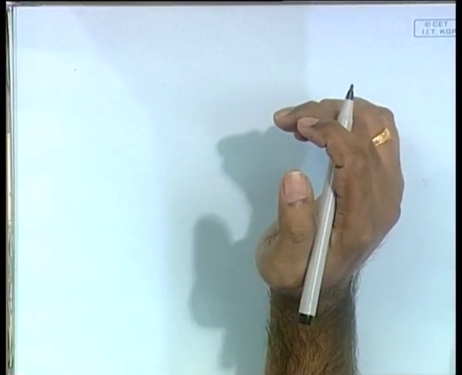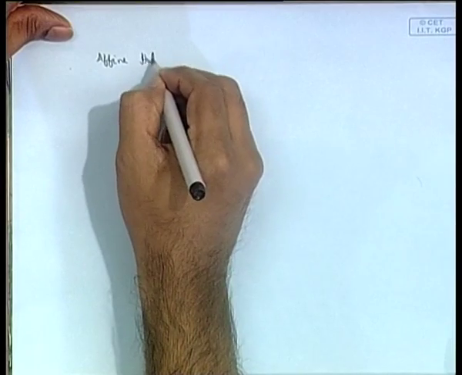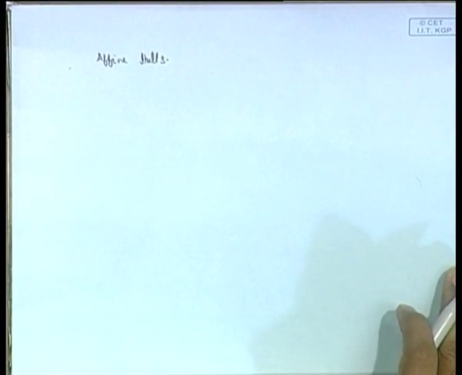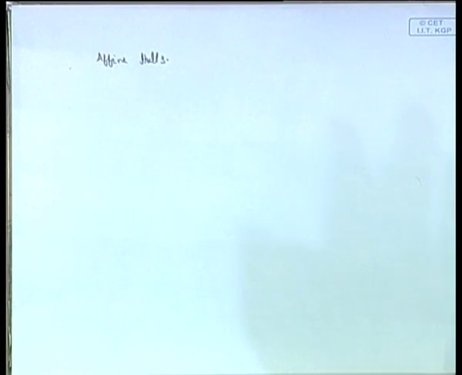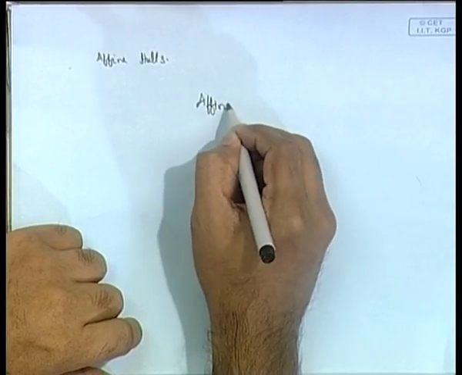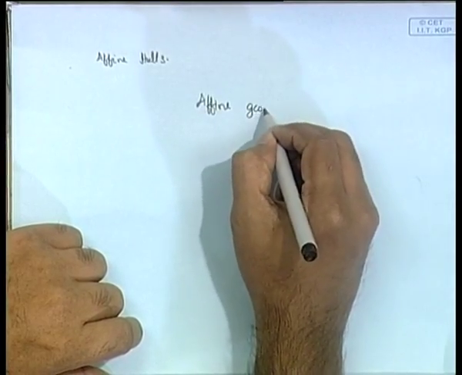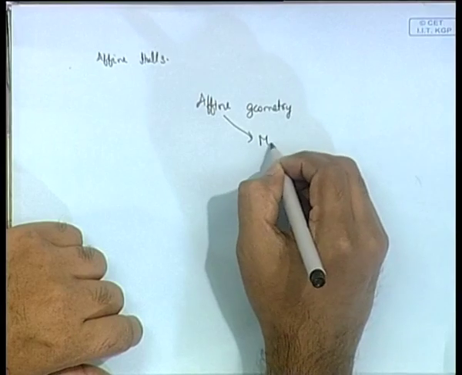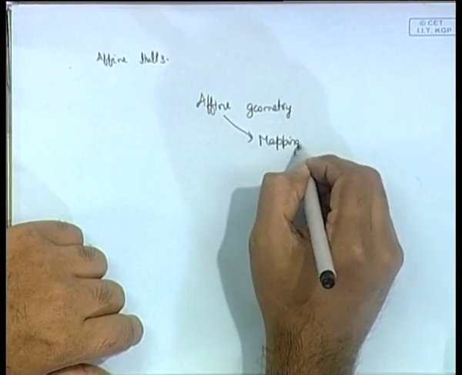Okay, so today we will start, first of all, with what are known as affine hulls. Actually, this is a part of a big branch of mathematics called affine geometry and affine mapping. I am not sure if you have done it in mathematics.